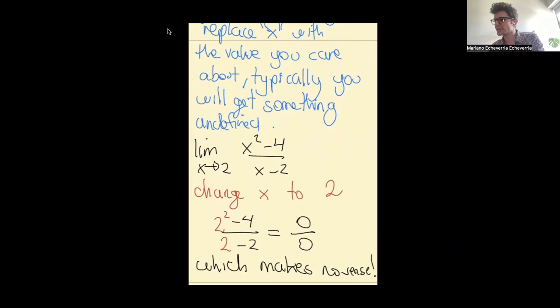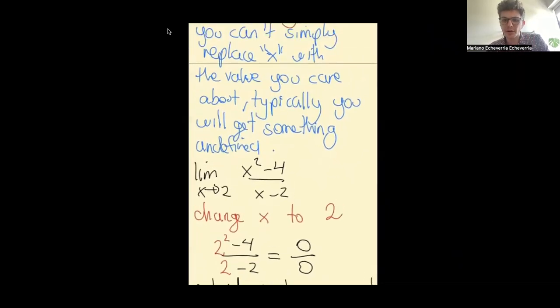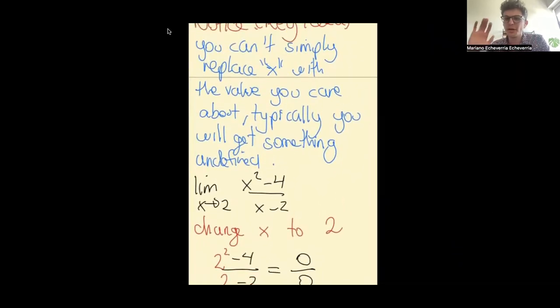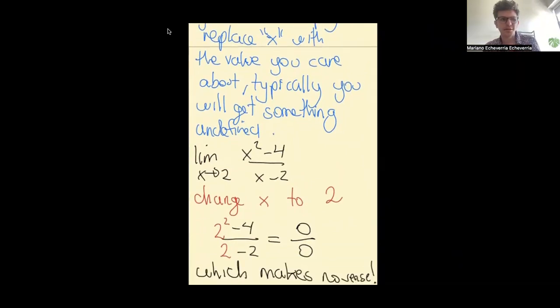So what I'm trying to say is that whenever you encounter some of these limit problems, you should not just try to plug in the value that I'm giving you. So let me stop here to see if there are any questions about what I have said up to this point. Is it making sense?